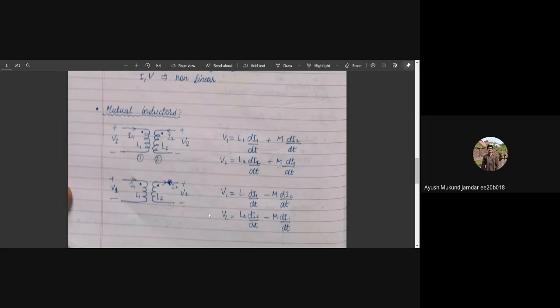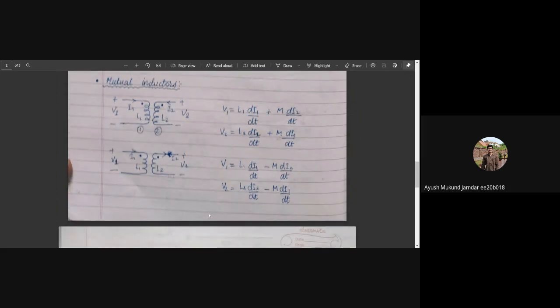A mutual inductor is two inductors placed close to each other such that the flux going through one inductor is not entirely due to its own current, but also because of the nearby inductor. The field lines of the other inductor will be flowing through it and thus affecting its flux.